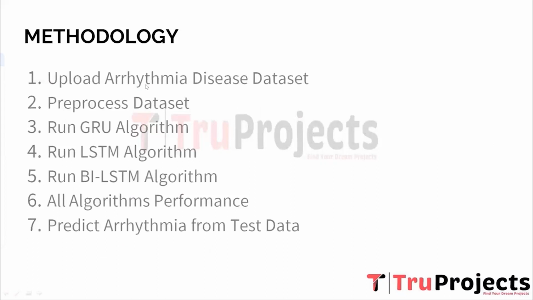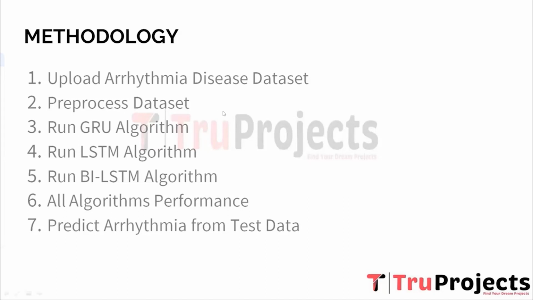Now coming to the methodology part. First, upload arrhythmia disease dataset. The first step in this process involves obtaining a dataset containing electrocardiogram signals related to arrhythmia diseases. This dataset should include a variety of heart rhythm patterns, both normal and abnormal, representing different types of arrhythmia. The dataset can be sourced from medical databases or research repositories and is essential for training and evaluating the deep learning models. Second, pre-process dataset.